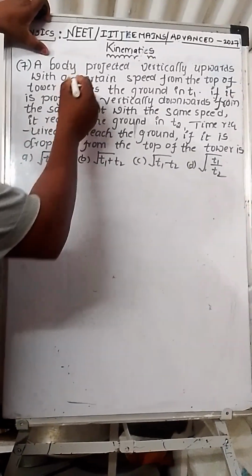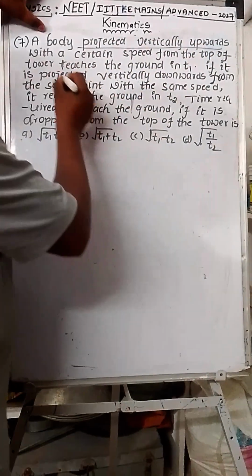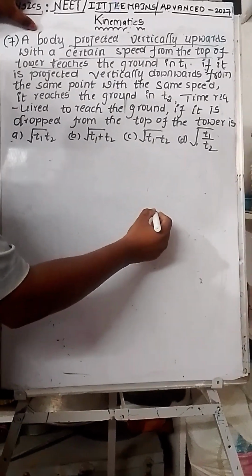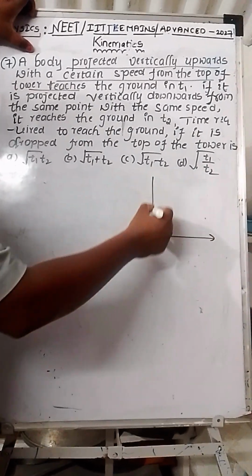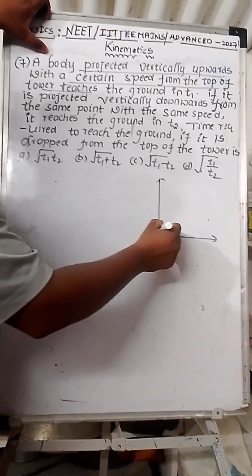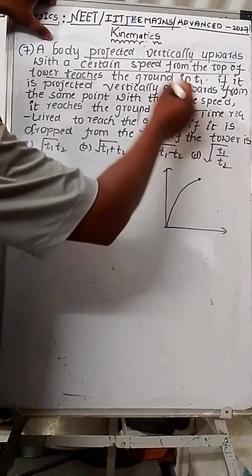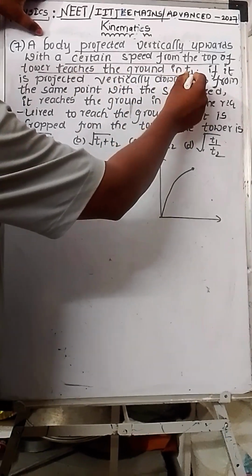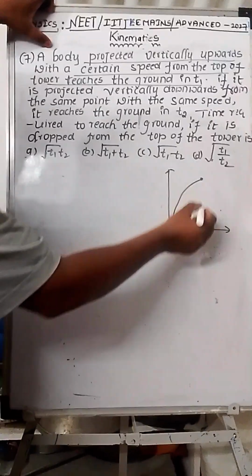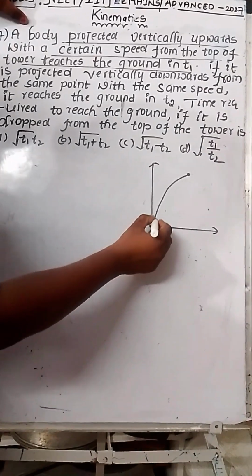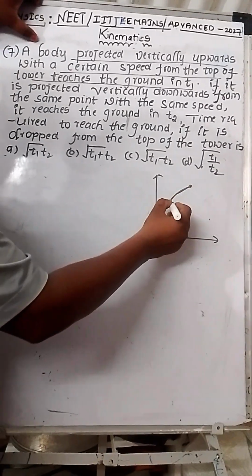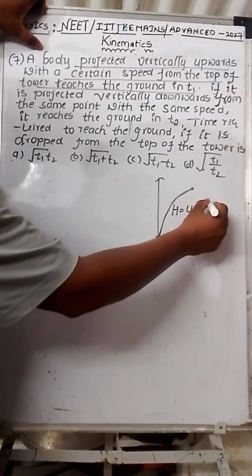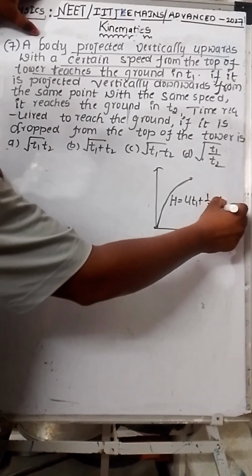Now see here, a body is projected vertically upward with a certain speed from the top of the tower. That means the object goes from the origin point to a certain height, which is the top of the tower. It reaches the ground in time t1. If I consider the graphical representation, the object is going in the upward direction, like h is equal to u t1 plus 1/2 g t1 square.